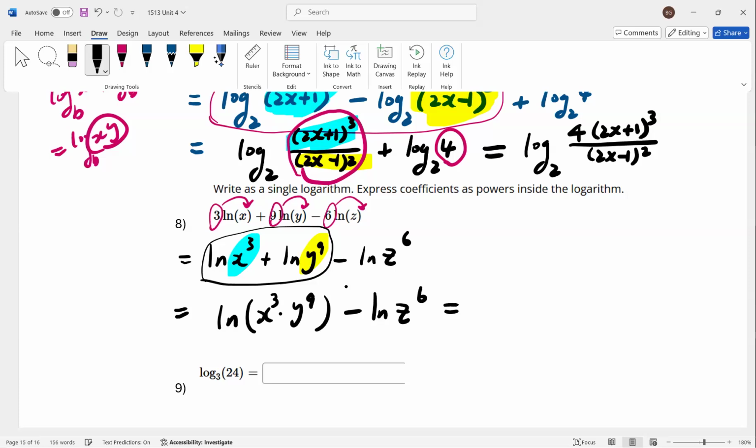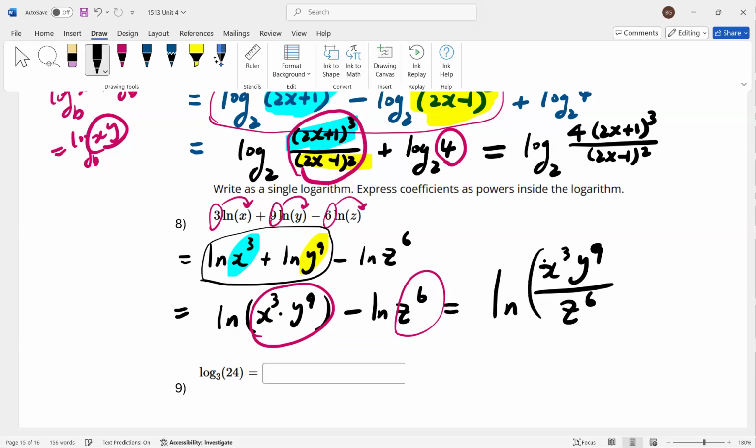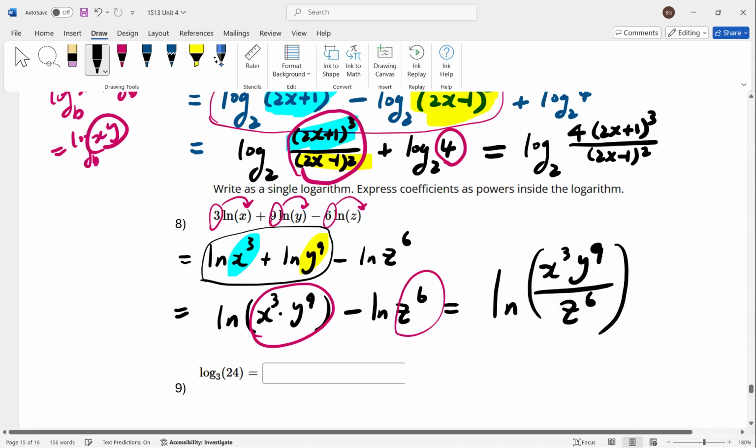Now we're going to do the quotient rule, right? Because we have a difference with the same base. We do the quotient rule. So this time, this is going to be the numerator, this is going to be the denominator in the argument. So x cubed y to the power 9 over z to the power 6. And that's the final answer.